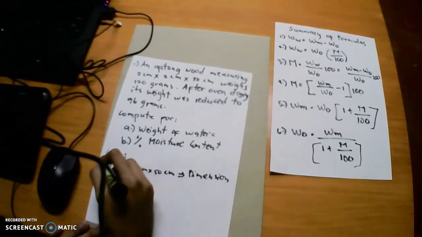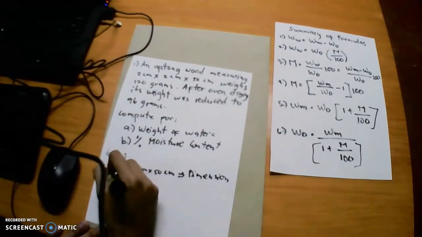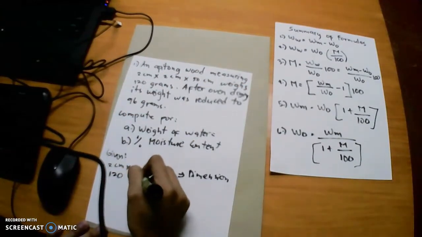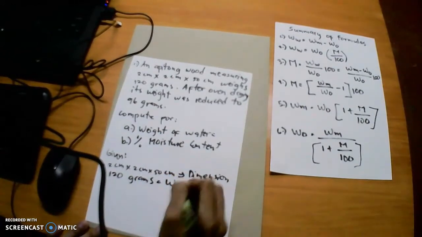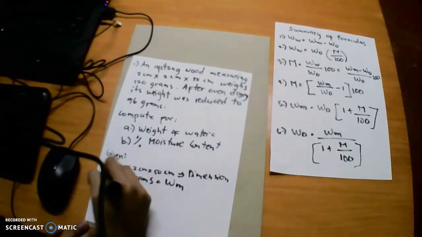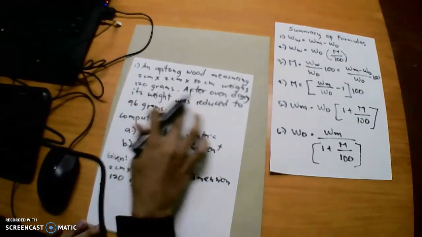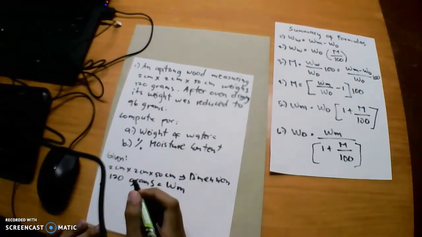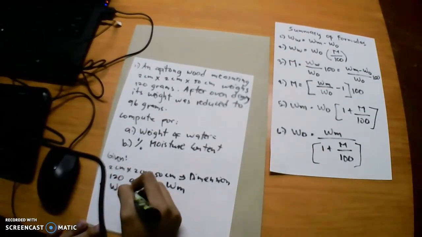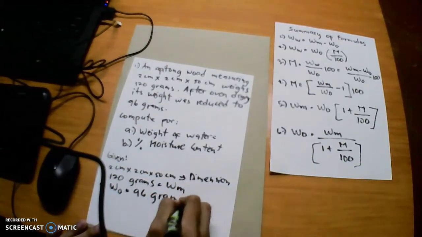Ano pa mang given na to? May nakita given nga 120 grams. So, ang 120 grams, that is ang atong WM. Ikatulo, if you analyze the problem, so after oven drying, its weight was reduced to 96 grams. So, pasabot na, ang ato nga oven dry weight is equals to 96 grams.